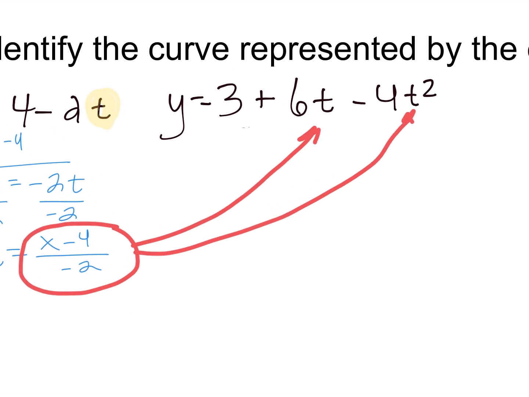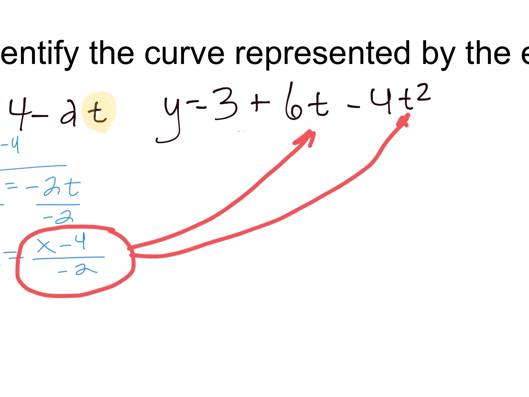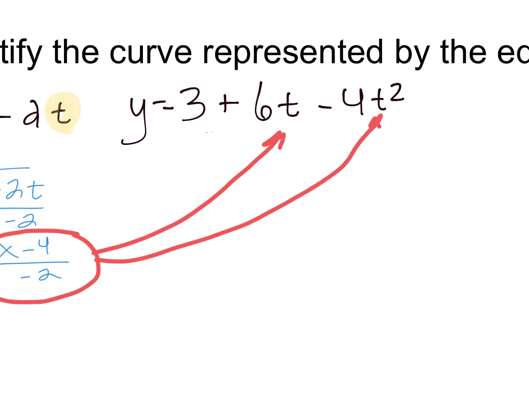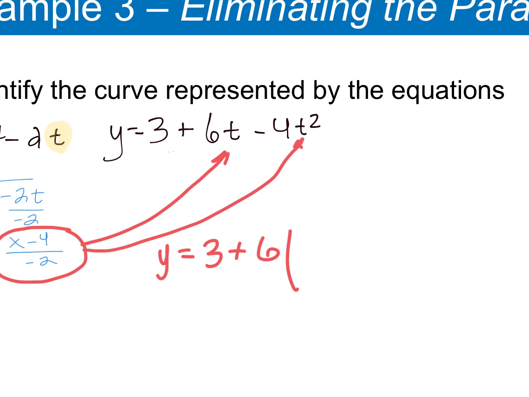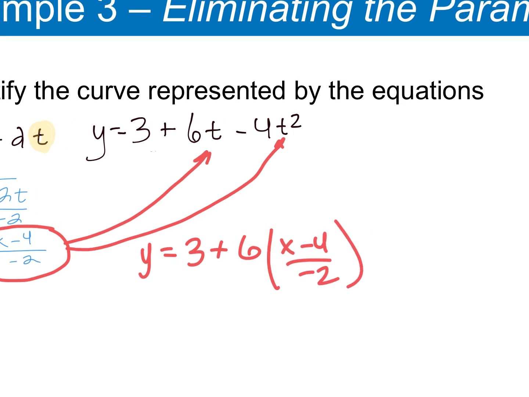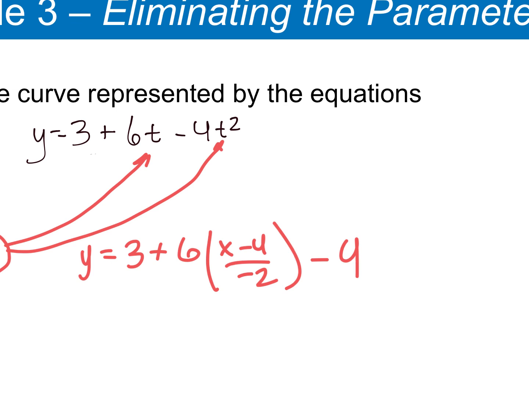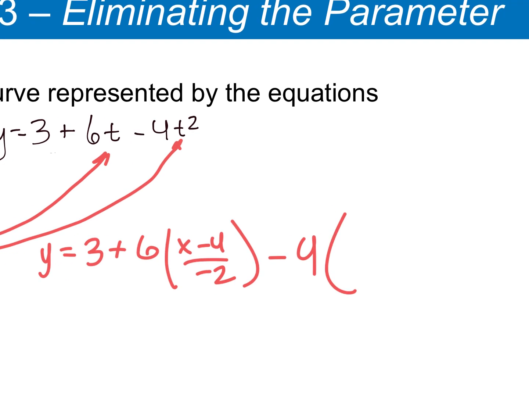All right? You're going to have to do some algebra, guys. It's not going to be the easiest thing in the world, but it's just computation. So you have y equals, I have 3 plus 6. Instead of t, what am I writing? x minus 4 over negative 2. Perfect. Then I have minus 4 times what? x minus 4 over negative 2 squared.